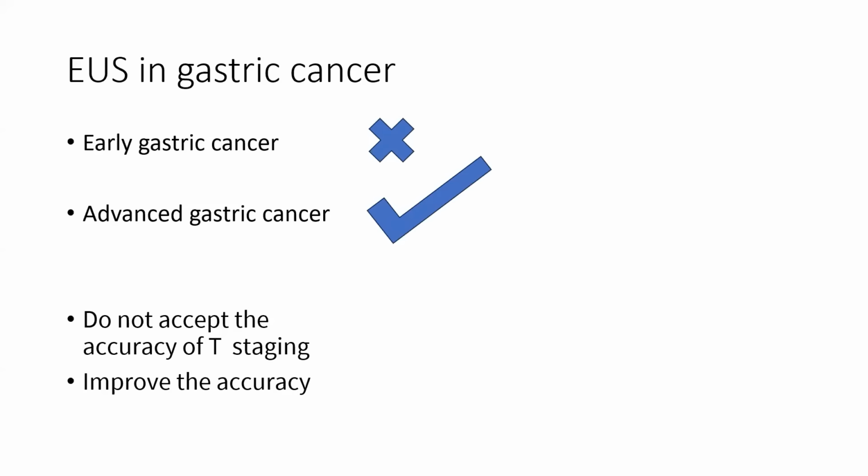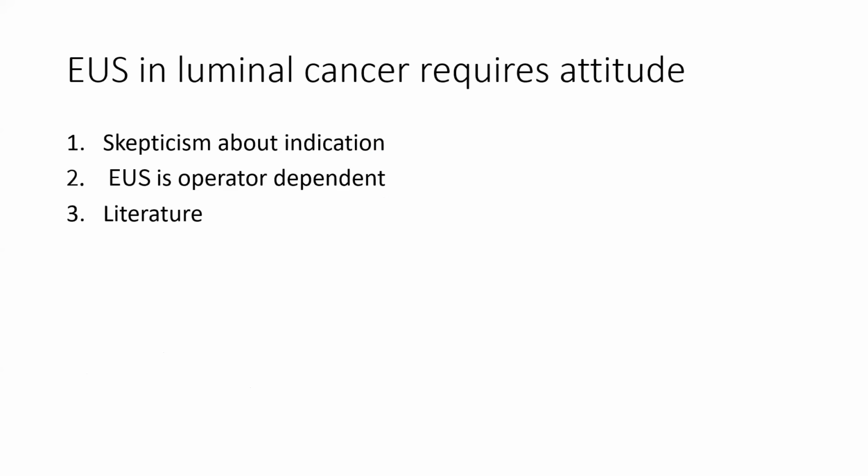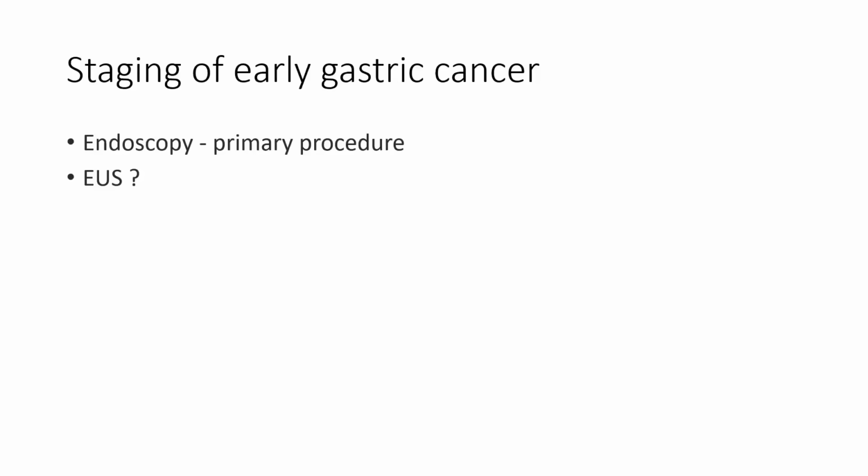But we do not accept whatever accuracy has been given in the literature, say 40%, 60%, and there is different inter-observer variation. We have to make attempts to improve the accuracy of T staging in gastric cancer, because it is important. The number of surgical cases of gastric cancer is rapidly increasing, so it is important to be able to know whether this tumor is operable or not. So there is skepticism about the indication, because EUS is operator dependent and the literature says differently. And when you are staging, endoscopy is the primary procedure in early gastric cancer, and EUS is always questionable.